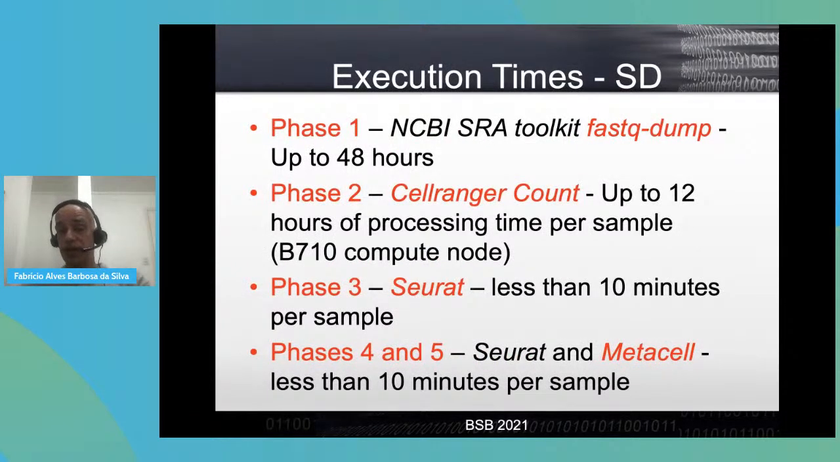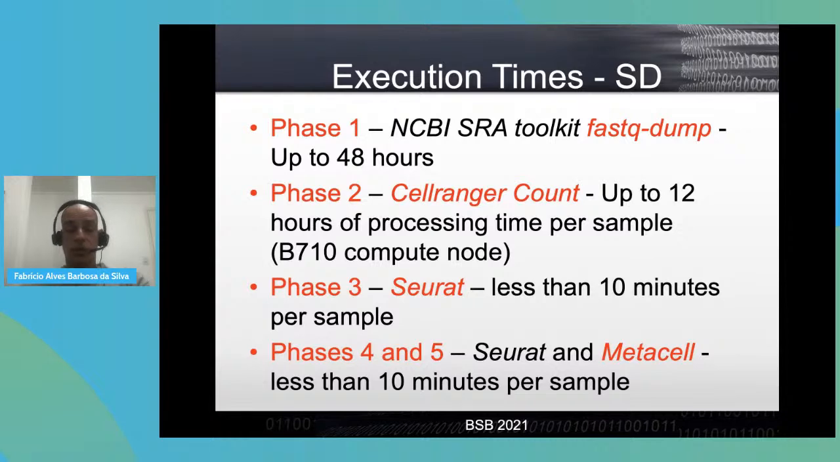Okay, so to give you an idea about execution times, for phase 1, using the NCBI SRA Toolkit fastq-dump, it's up to 48 hours. It's a long time, and we are working with some kind of parallel downloading in order to reduce that time. For phase 2, we use Cell Ranger count. So for Cell Ranger count, we need up to 12 hours of processing time per sample in a thin node, in a Santos Dumont thin node, in a B710 compute node.